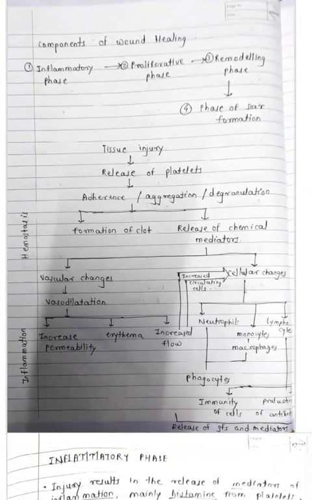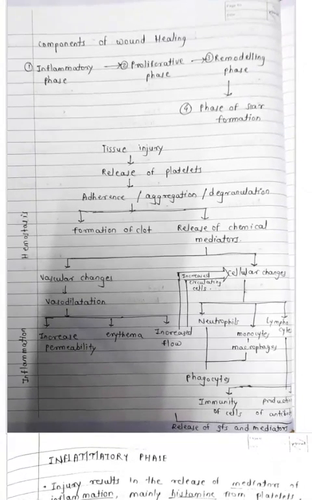First, whenever there is tissue injury, there will be release of platelets. After that, they will adhere. There will be adherence of platelets, aggregation and degranulation. Then there will be formation of clot and release of mediators of inflammation. These chemical mediators will cause vascular changes, cellular changes, and all these phases of inflammation will start. So we will start from the first phase, that is the inflammatory phase.